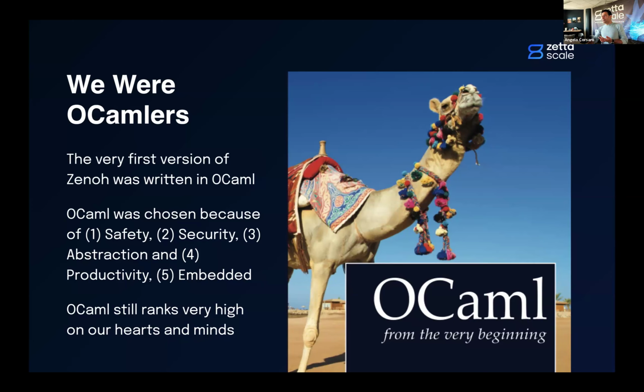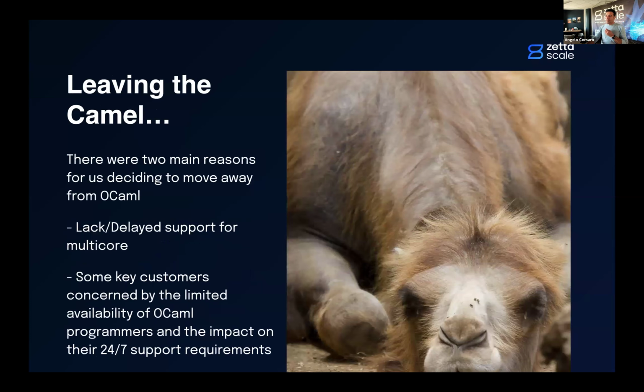So why did we leave OCaml? That's the question. If we love it so much, why change? Well, mainly, there were two reasons for which we had to make the camel sad, and I still feel a little bit guilty. The first reason was the lack or delayed support for multi-core. Adding support for multi-core in OCaml was a very ambitious project, which was completed, I think, 2 years ago now. Back then it was, next year you will have multi-core support, but it wasn't yet coming.